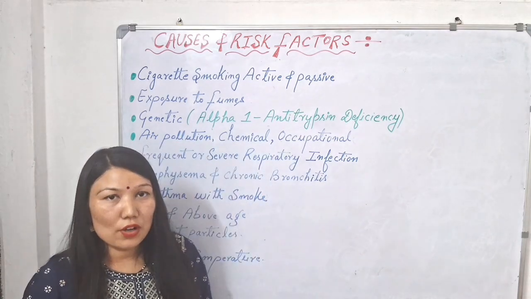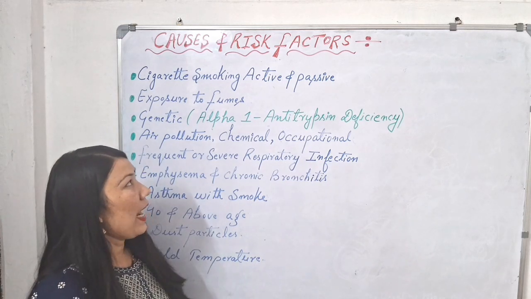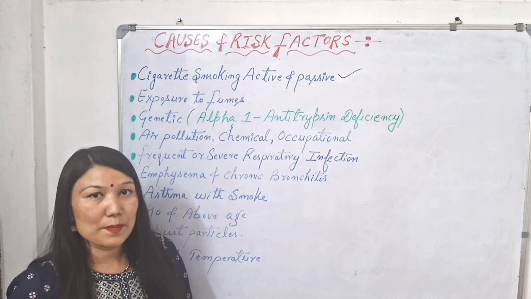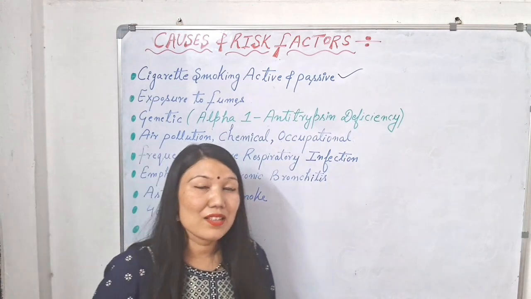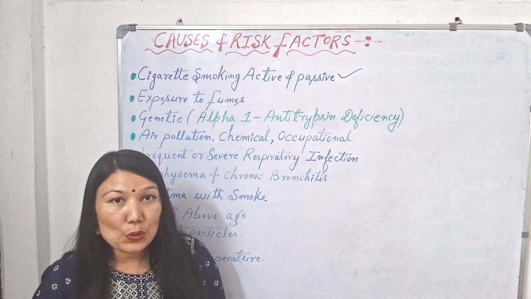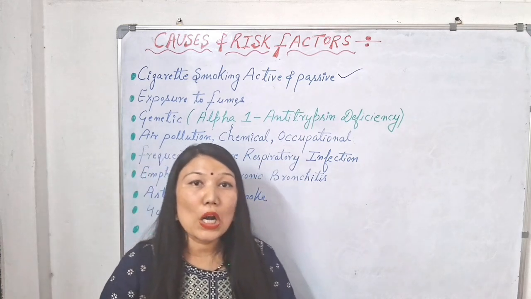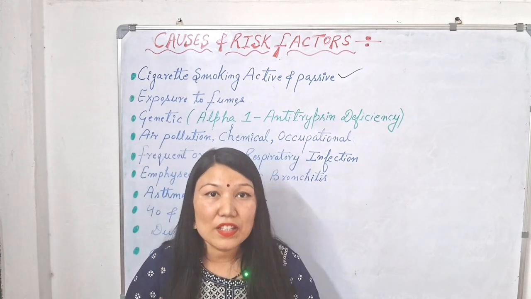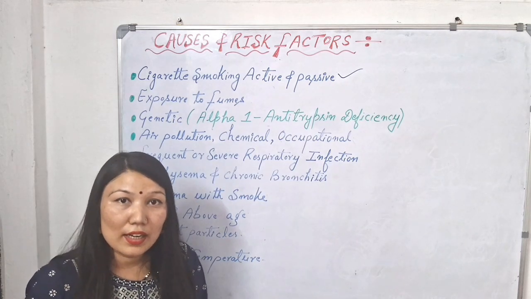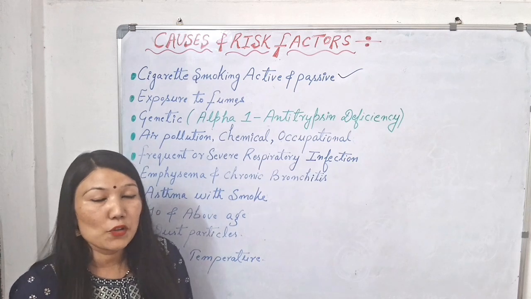So what are the etiology or causes for the COPD? So number one cause is cigarette smoking, active and passive. So any kind of smoking is harmful for our respiratory tract. So 70% cases of COPD are seen in smoker patients. Active means the person who is directly doing the smoking, and passive means the people who are surrounding him. They are called indirect smokers. So any kind of smoking condition can cause COPD. It is the most prevalent, most important cause for the COPD.